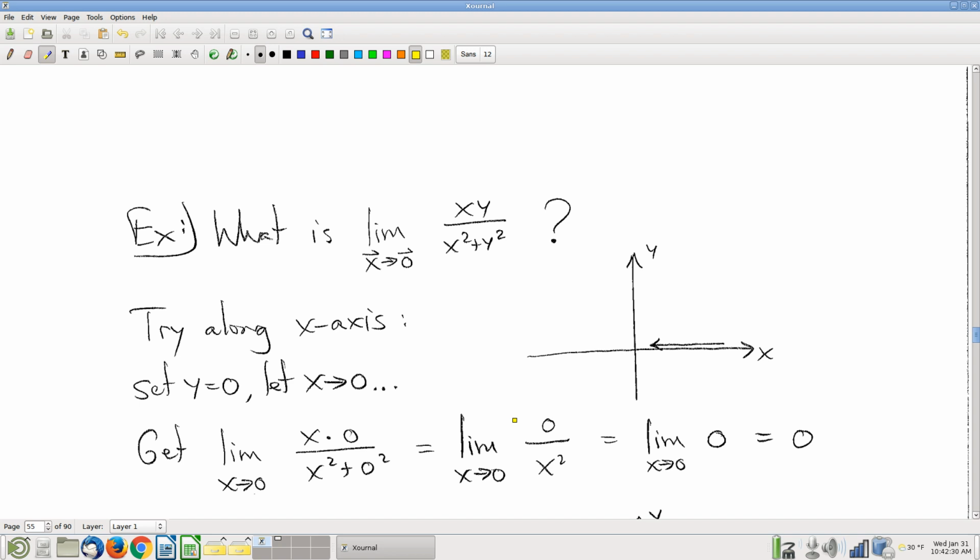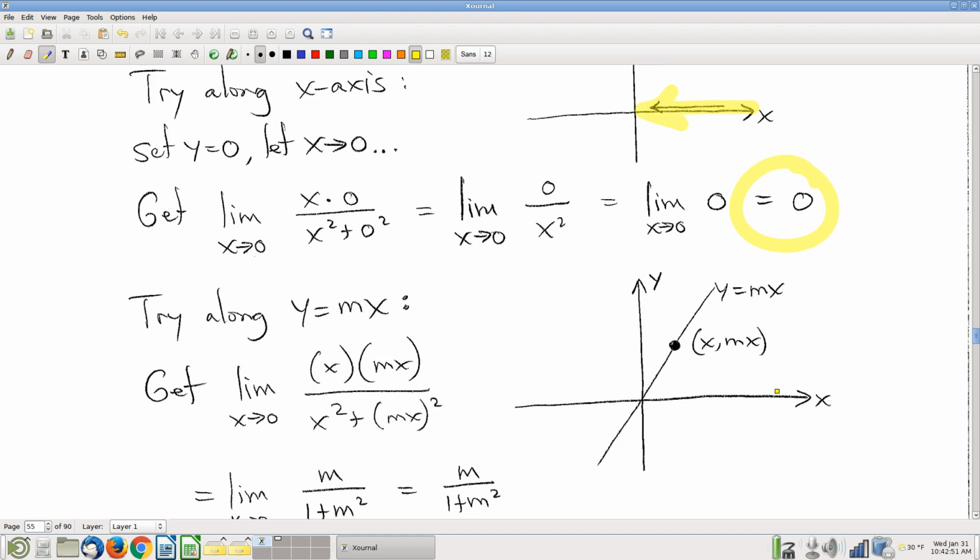So what have we done? We decided that we wanted to move along this path, and along that path, the limit is that value. What do we conclude from this? Nothing. I've computed one path. For the multivariable limit to exist, I have to approach along every path. Okay. Let's do the next possible path.